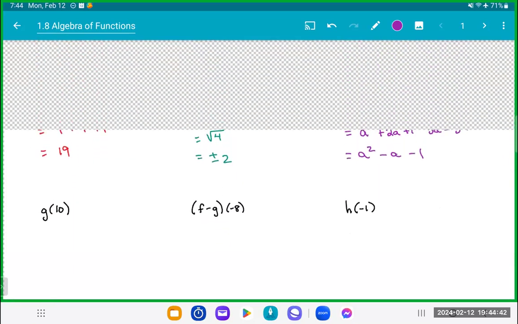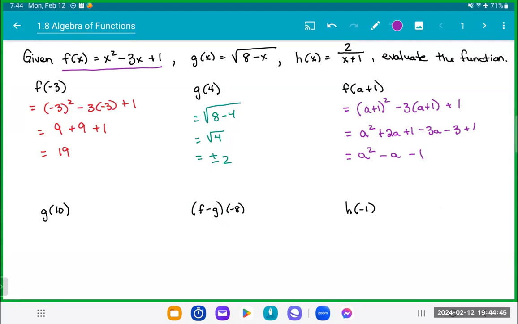Now let's evaluate my g function at 10. Okay, so we have the square root of 8 minus 10. This gives me the square root of -2. Everything in the radical underneath has to be greater than or equal to 0. Otherwise, it's imaginary, or we will call that undefined. Okay, so it's almost like coming up with a division by 0. So the radical must be greater than or equal to 0.